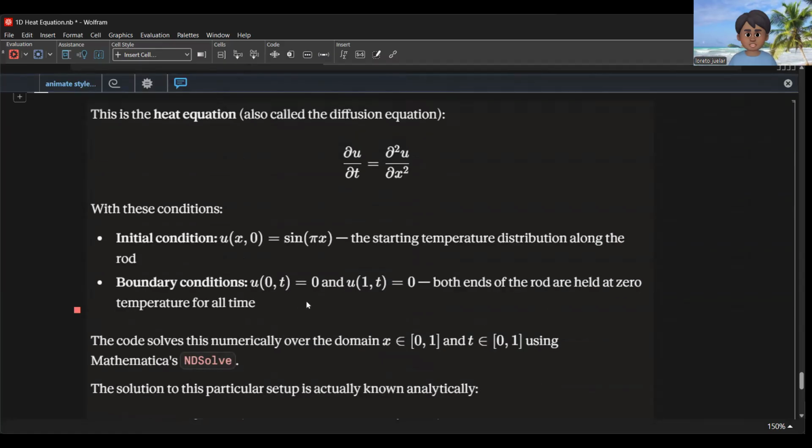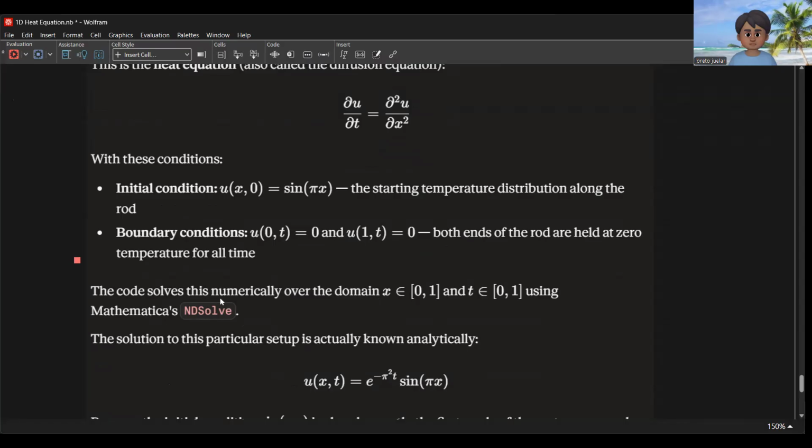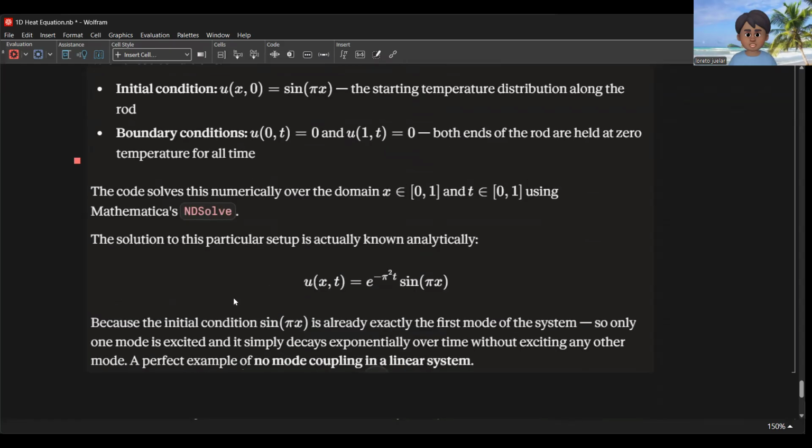Then we have the boundary conditions. At x equal to 0, the temperature is equal to 0. At x equal to 1, the temperature is also equal to 0. Both ends of the rod are held at 0 temperature for all time. So the code solved this numerically over the domain of x from 0 to 1, and for time from 0 to 1 also, using a mathematical solver.